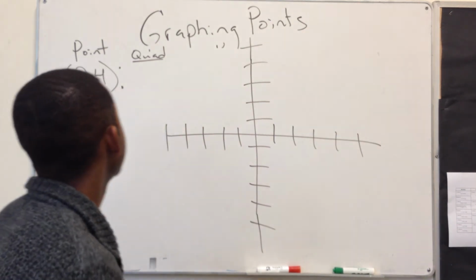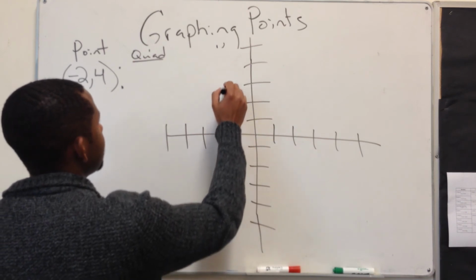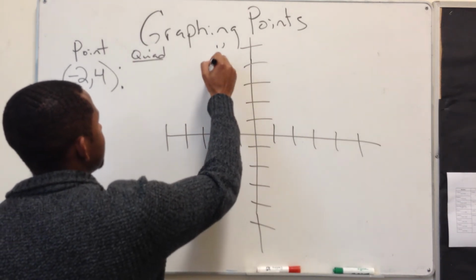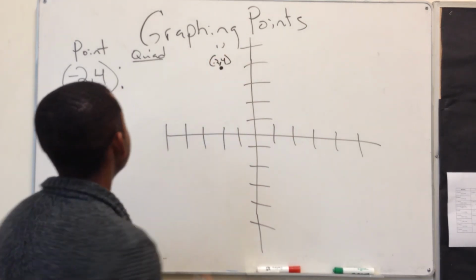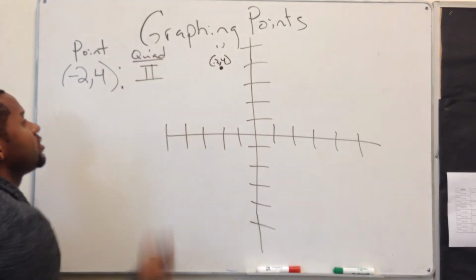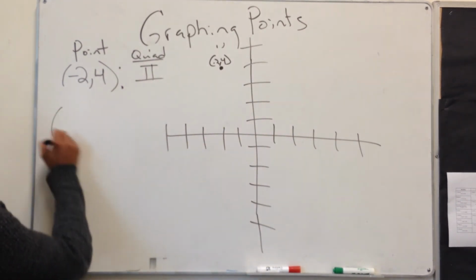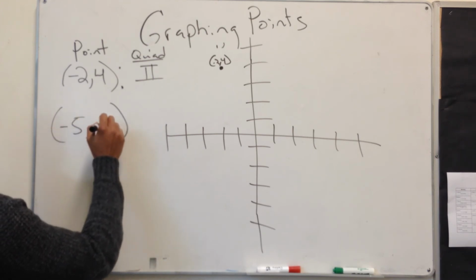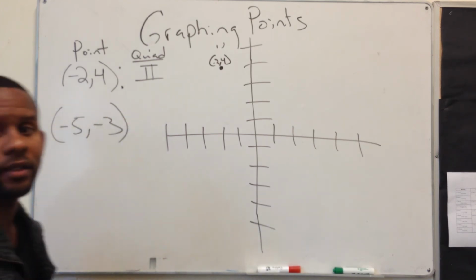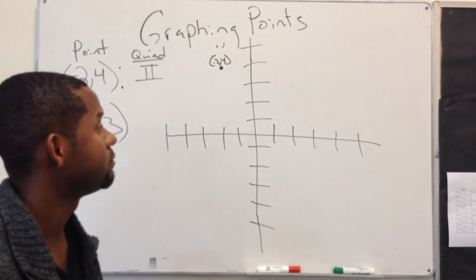Do it. So hopefully you said, okay, x is negative 2, y is 4. You got something right here. Label it negative 2, 4. What quadrant is that? That is quadrant 2. Okay? Do the same thing for this next one. Graph that point, negative 5, negative 3. And tell me the quadrant.